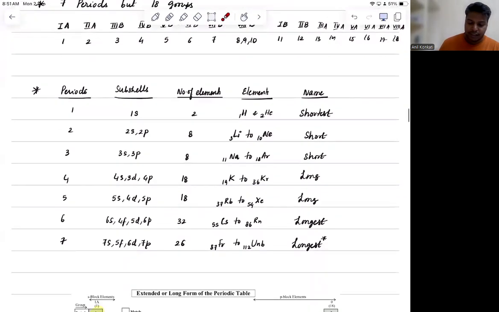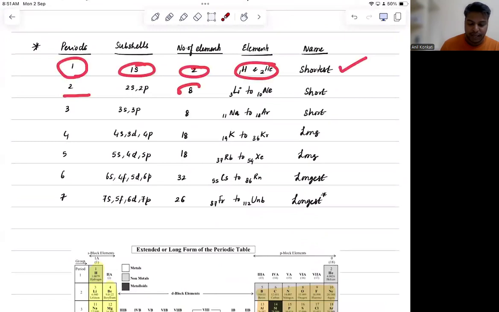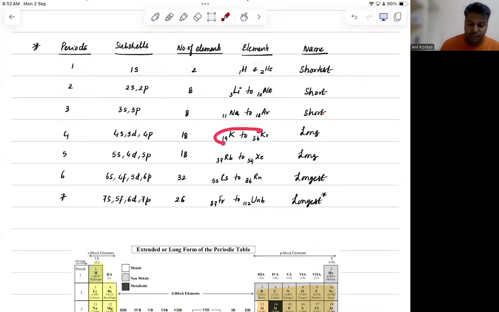Right. And you will notice that the first period, which we call the 1s shell, has 2 electrons, and these are those 2 elements, and that is the shortest of all. Second period has 8 elements, lithium to neon, that is also short. Third one, sodium to argon, short. Fourth one, potassium to krypton, long. Fifth one, rubidium to xenon, long.